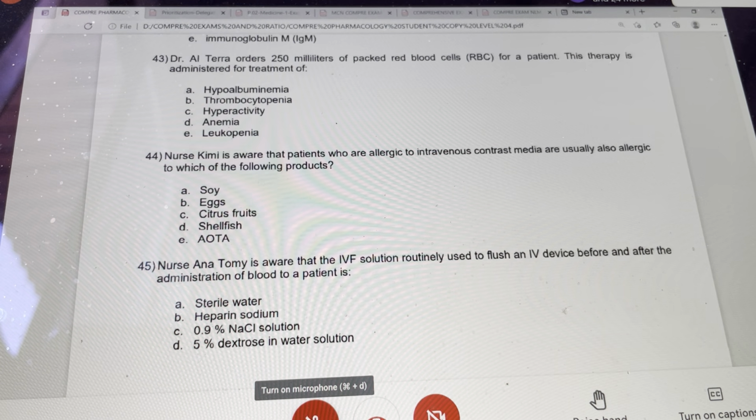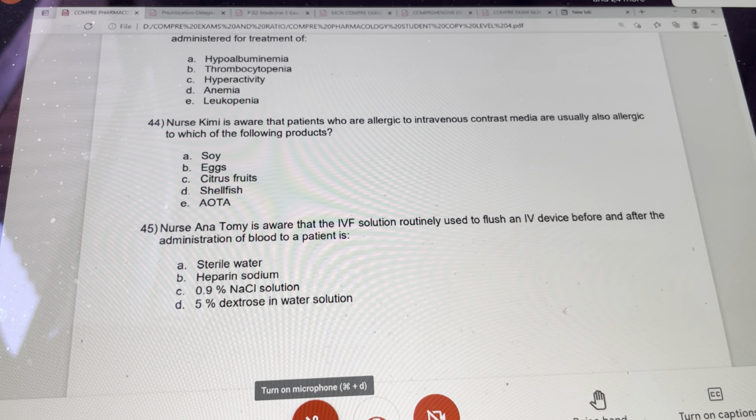Okay? Next, number 44. Nurse Kimi is aware that patients who are allergic to intravenous contrast media are usually also allergic to which of the following products? Intravenous contrast media.